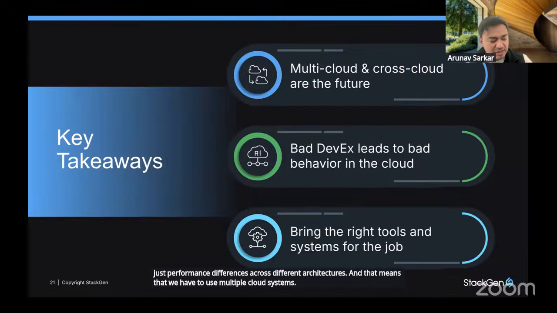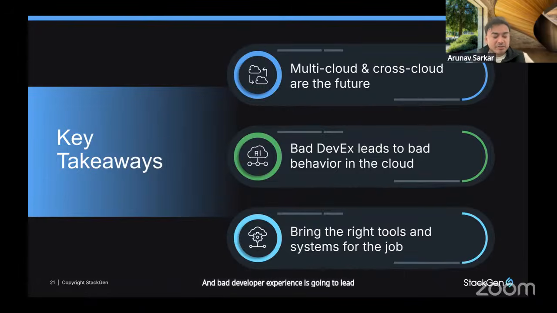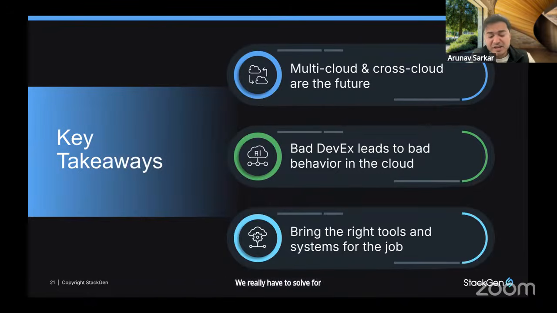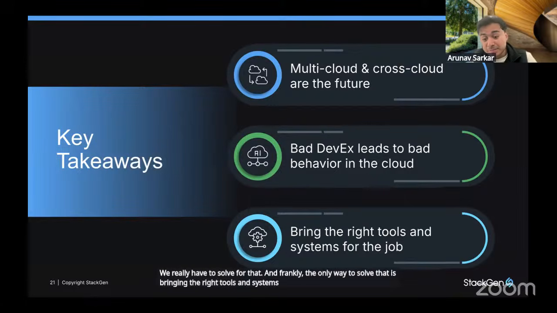Okay. And bad developer experience is going to lead to bad behavior, right? If you want a way to control cowboy deployments when we start going cross cloud and stop having the platform teams having to play bad cop and chasing down dev teams for what's going on in the cloud, right? We really have to solve for that, right? And frankly, the only way to solve that is bringing the right tools and systems, specifically platforms, internal dev platforms, for the job, right?